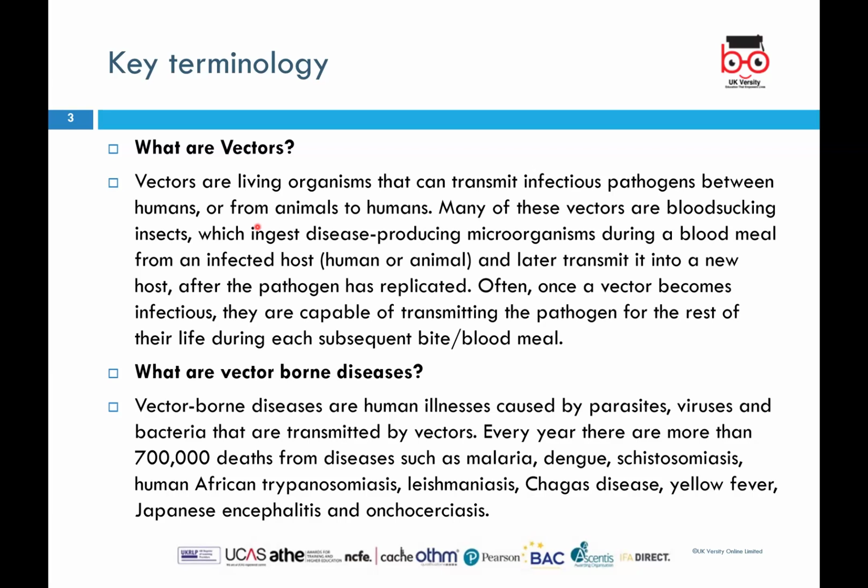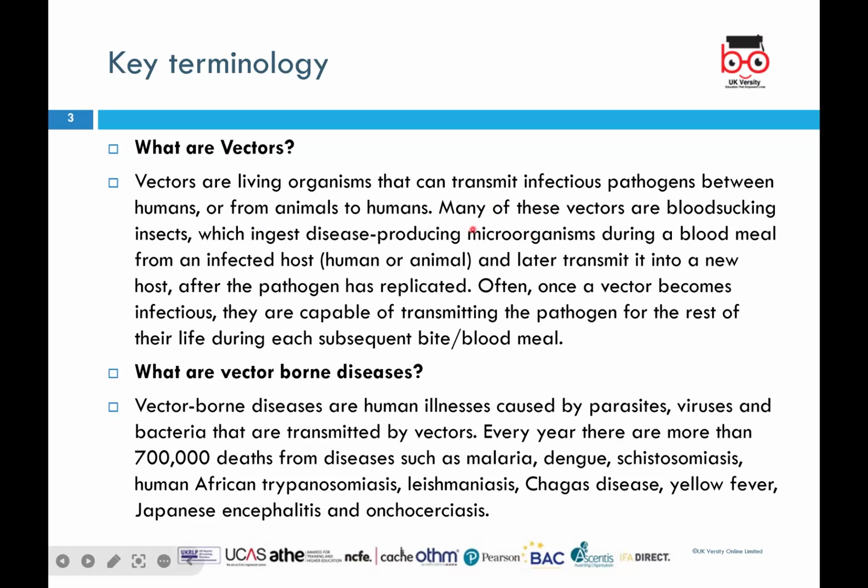Many of these vectors are blood-sucking insects which ingest disease-producing microorganisms during a blood meal from an infected host, human or animal, and later they transmit it into a new host after the pathogen has replicated. So what does this mean? These vectors are blood-sucking. Some vectors, such as the mosquito that carries malaria, suck the blood, and they ingest the disease-producing microorganisms.